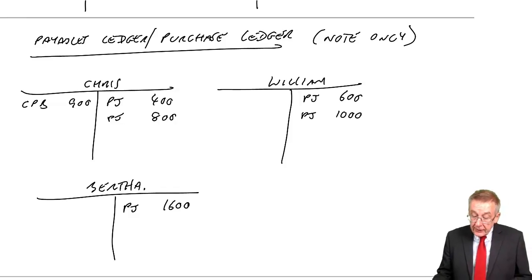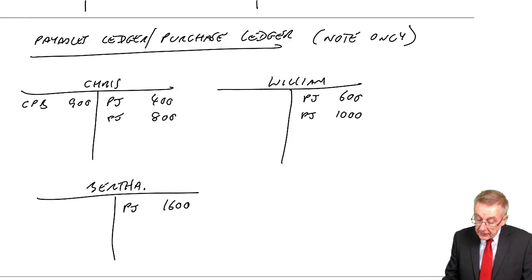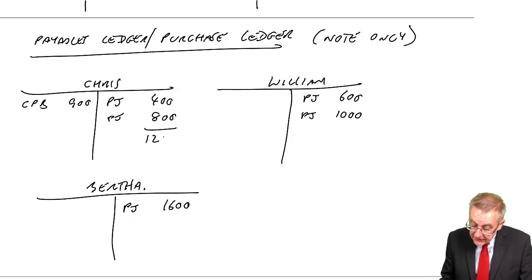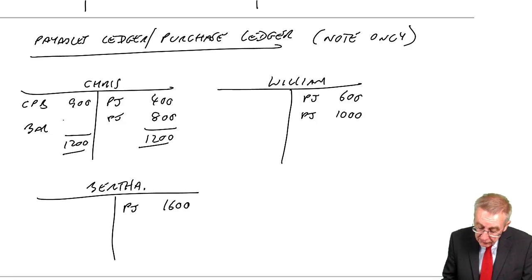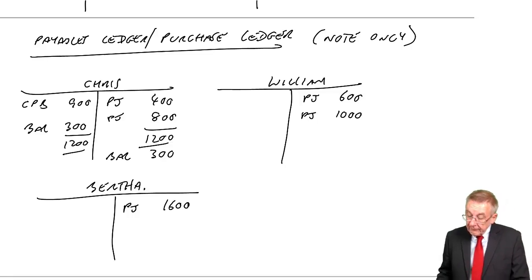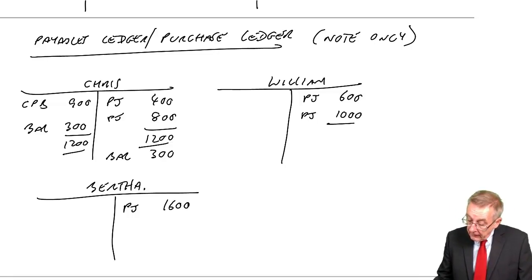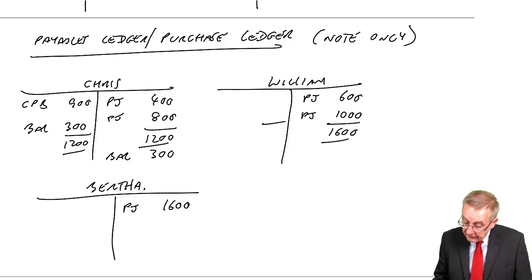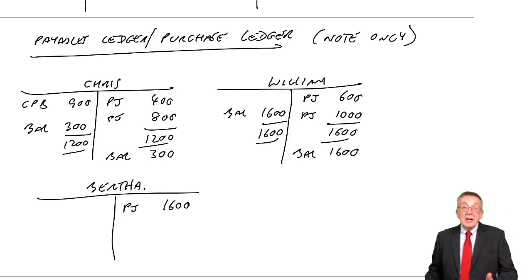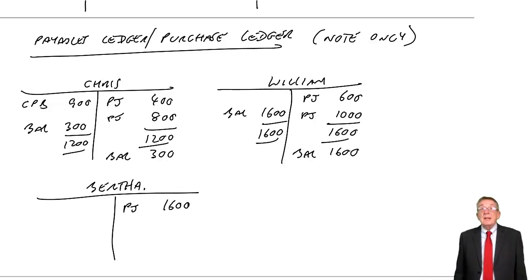And so at the end of the month, how much were we owing each supplier? Chris, the amount still owing was 300. William, the amount owing, the full 1,600. And of course, Bertha, we don't need to strike a balance. She's owed 1,600.